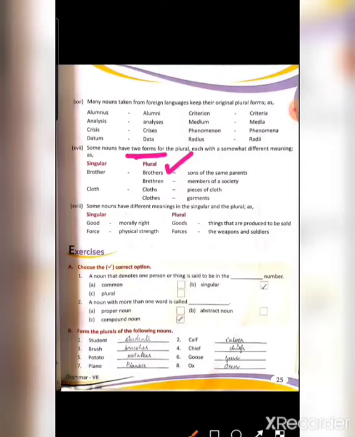Next and the last one, some nouns have different meanings in the singular and plural, as for example, good. Beta, good is a singular word. It means morally right, that what is good and what is bad. Fine. Now when it becomes plural, it becomes goods. So these goods means the articles which are being produced to be sold. For example, there is a furniture shop, so he is selling furniture. So that furniture, those articles of sale, will be called goods.